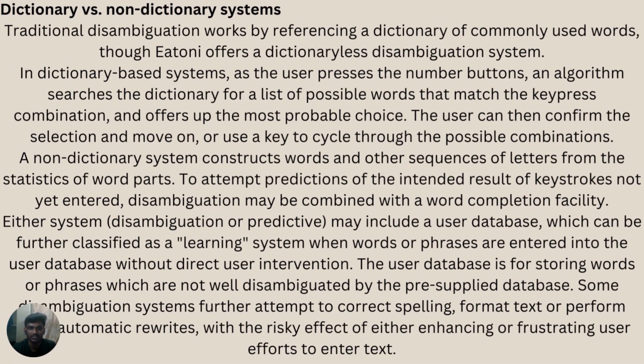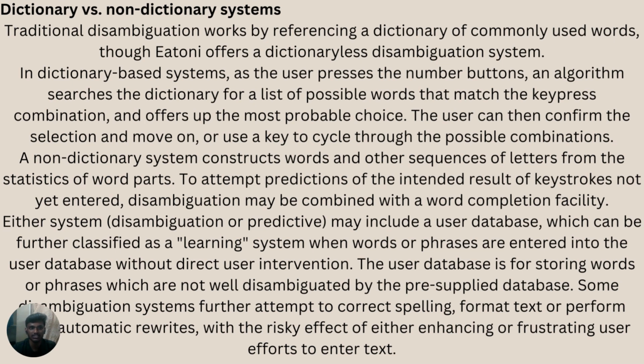Next is dictionary versus non-dictionary systems. Traditional disambiguation works by referencing a dictionary of commonly used words, though Eatoni offers a dictionary-less disambiguation system. In dictionary-based systems, as the user presses the number button, an algorithm searches the dictionary for a list of possible words that match the key press combination and offers up the most probable choice. The user can then confirm a selection and move on, or use a key to cycle through the possible combinations.